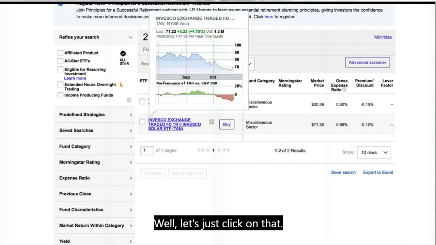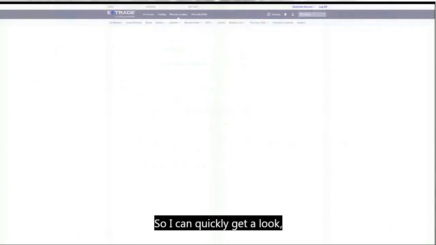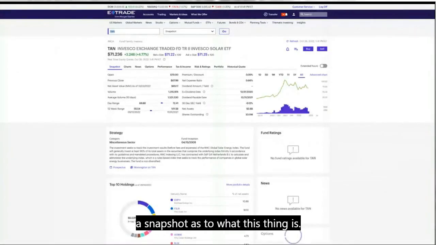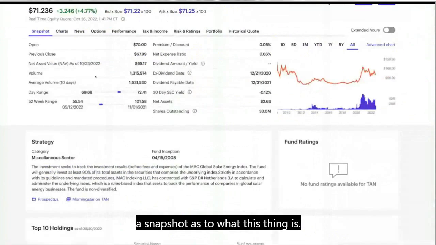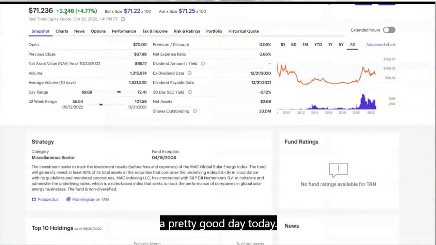Well, let's just click on that so I can quickly get a snapshot as to what this thing is. Snapshot. Charts and quotes. Well, I can see it's having a pretty good day today. It's up 4.77%. Wow, that's a pretty big move.